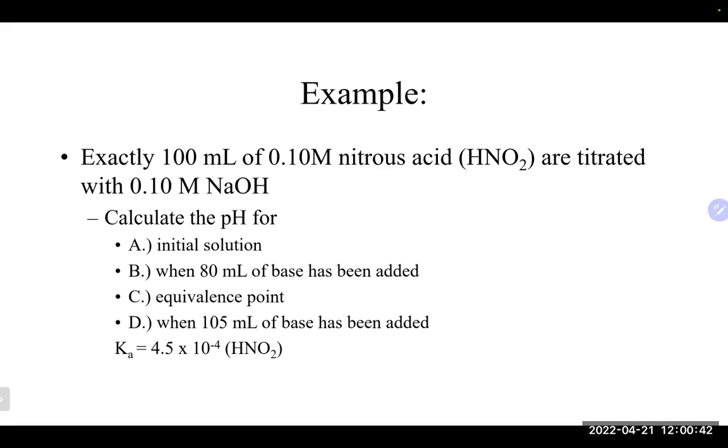This is a titration of HNO2 with sodium hydroxide, with the Ka value down here for HNO2. We want to know the pH of the initial solution, so before we start the titration. We want to know the pH after you add 80 milliliters of sodium hydroxide. We want to know the pH at the equivalence point, and finally, the pH after you add 105 milliliters of it.